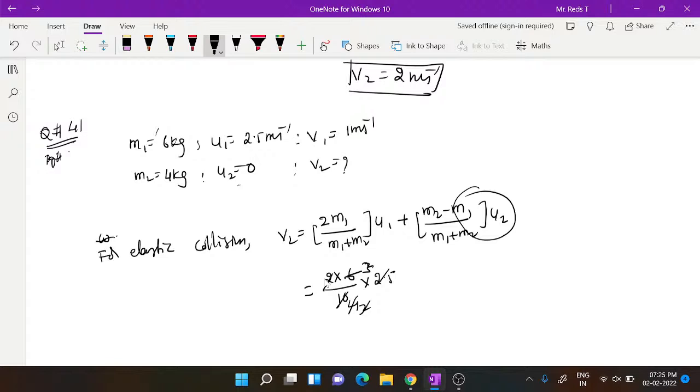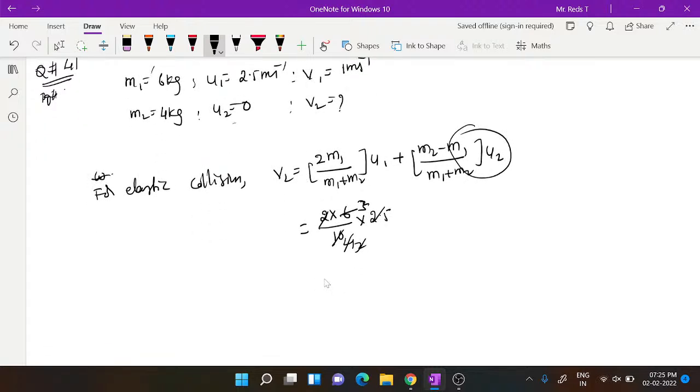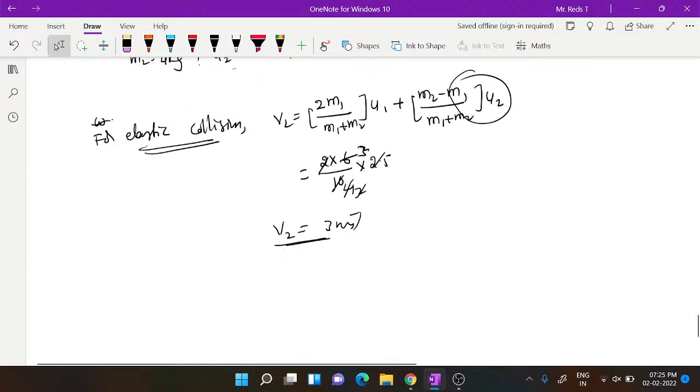So if it is an elastic collision, the formula is 2M1 by M1 plus M2. It is mentioned that it is a head-on collision, but it is not mentioned whether it is elastic or inelastic. If it is elastic, then only this formula is applicable, for elastic collision only. So V2 would be 3 meters per second. That is a common mistake. As it is not mentioned that the collision is elastic, this is not correct.